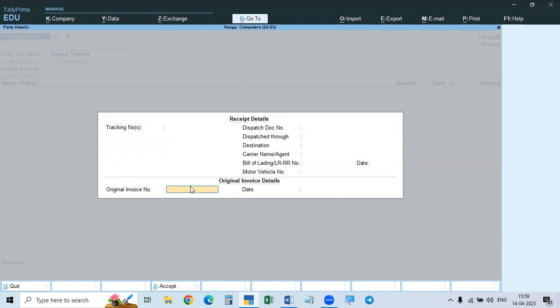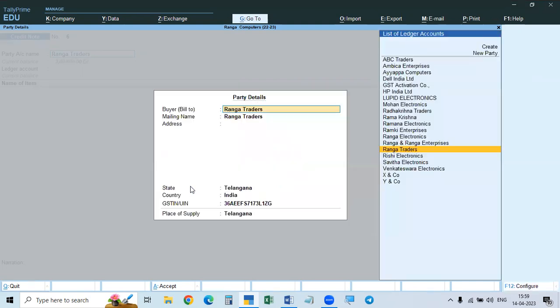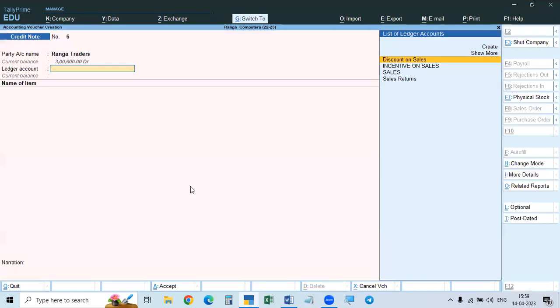So you remember what is the number? Original invoice is 5, date is 2nd April. Okay, now you just save it.